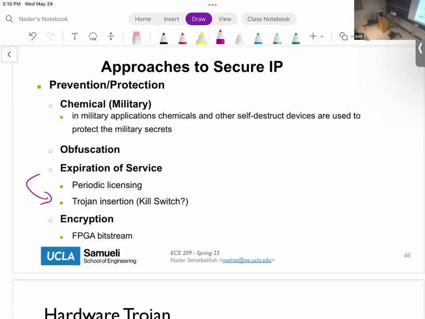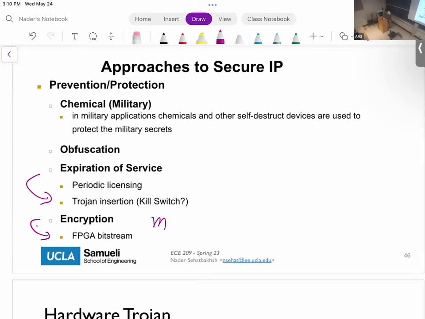And finally, encryption of the design itself. The actual design, for example the bitstream that you use for FPGAs, is typically encrypted. So only the person or entity that has the decryption key can decrypt this design. Any other person who sees this design cannot understand anything about it, because similar to any message, the design itself is encrypted.